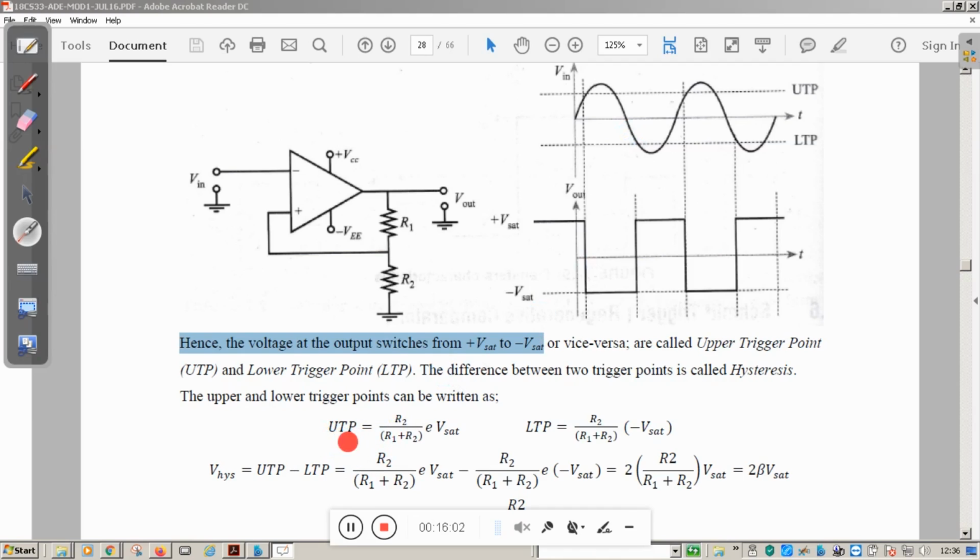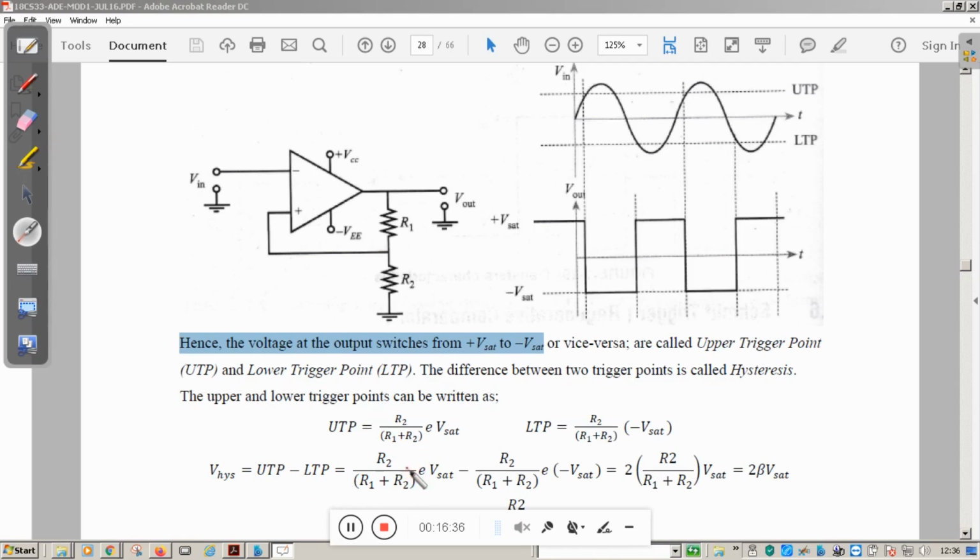So what is the upper threshold point now? The upper threshold point is calculated by the voltage divider rule, that is R1 plus R2 and VSAT. VSAT is the output voltage that we are giving as feedback. Similarly, the lower threshold point is calculated once again with R1 plus R2 and minus VSAT. Now we know from the previous discussion that hysteresis represents the noise margin. Hysteresis is nothing but UTP minus LTP.